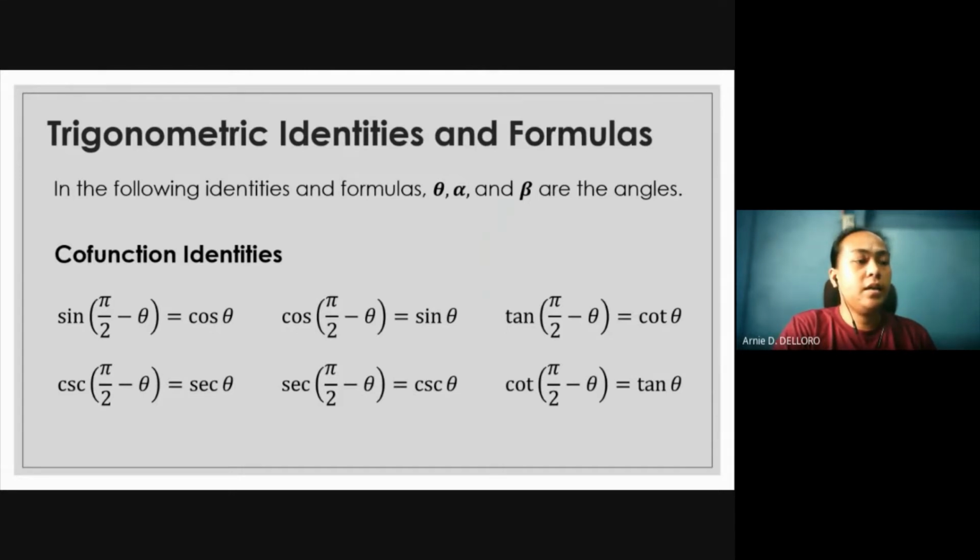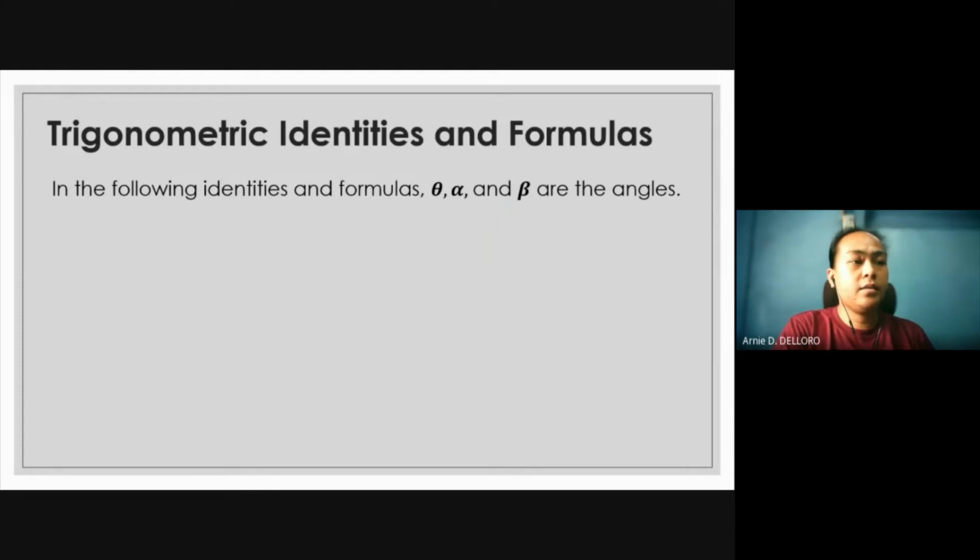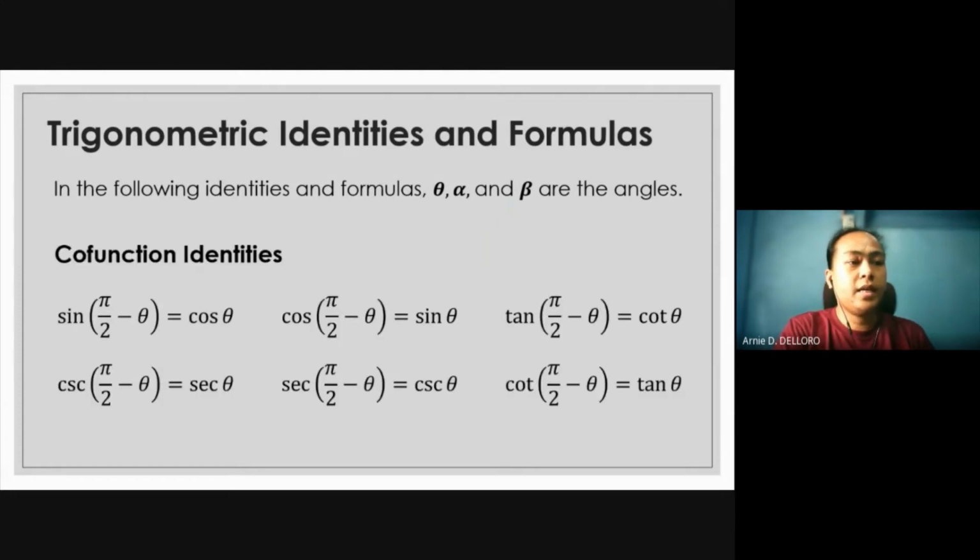Cosecant pi over 2 minus theta is equal to secant theta. Cosine pi over 2 minus theta is equal to sine theta. Then secant, pi over 2 minus theta is equal to cosecant theta. Tangent pi over 2 minus theta is equal to cotangent theta. Then cotangent pi over 2 minus theta is equal to tangent theta.